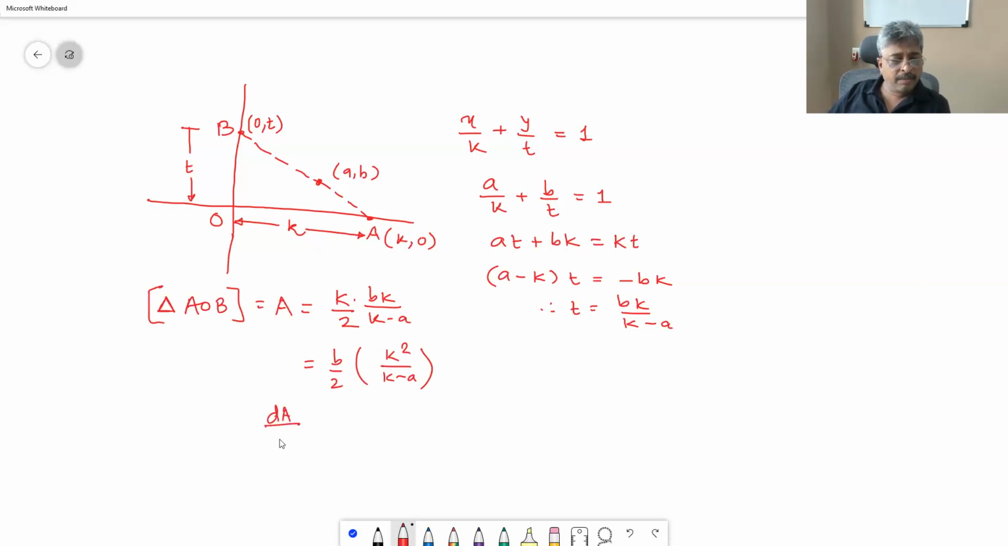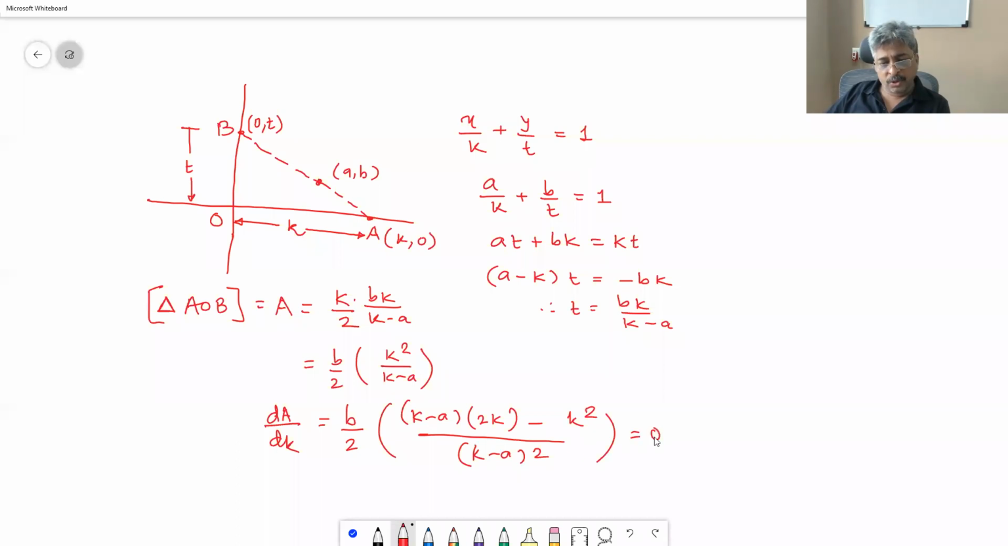So now dA by dk is equal to b by 2 times [(k minus a) into 2k minus k square] upon (k minus a) bracket square. If we make it 0, we get, basically this is k square. What is this? 2k square minus 2ka minus k square is equal to 0. Therefore, k square minus 2ka is equal to 0. k times (k minus 2a) is equal to 0. Therefore, k is equal to 0 or k is equal to 2a.